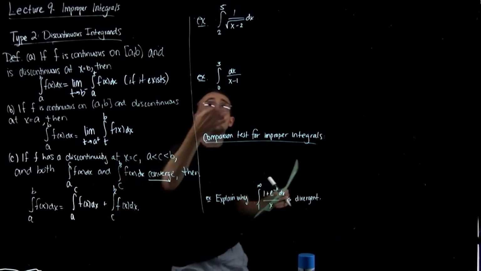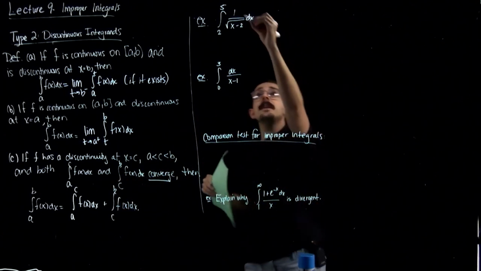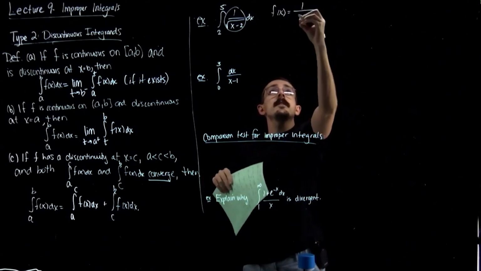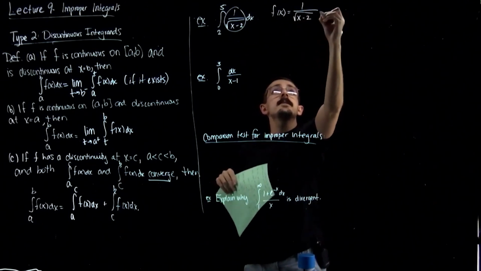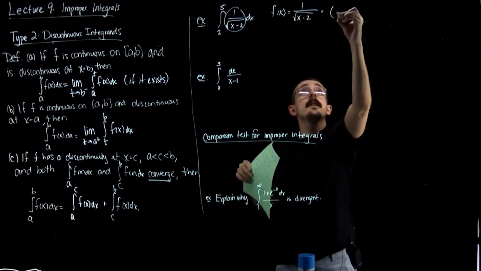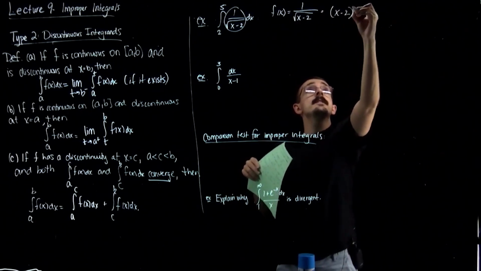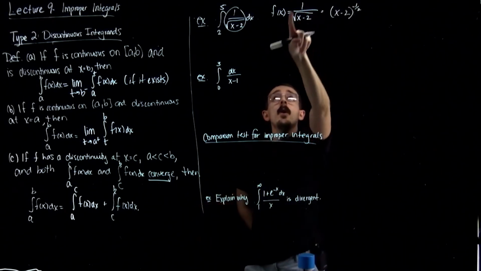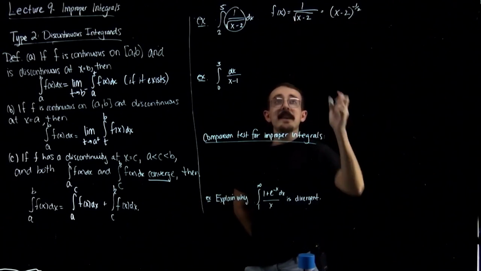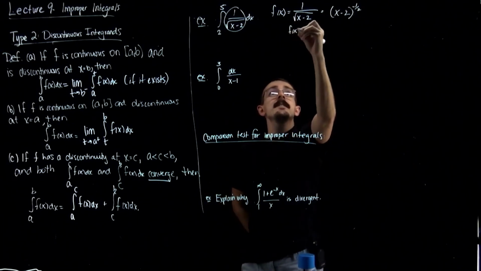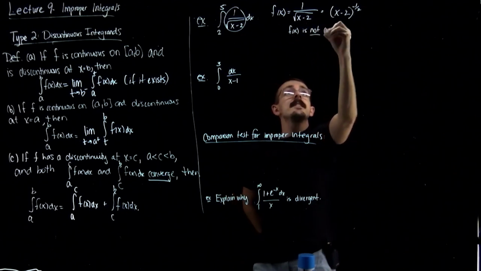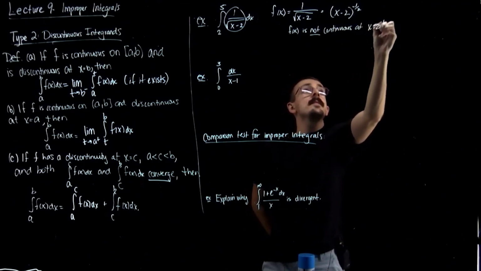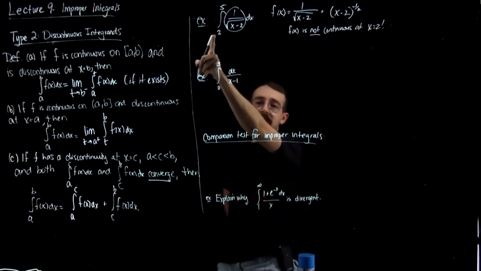OK, let's take a look at some examples. So here we have the function we're integrating. This is f of x equals 1 over the square root of x minus 2. In other words, that's x minus 2 to the negative 1/2 power, if I wanted to rewrite that. But I think it's more helpful to look at this one. There is a particular x value where we are not continuous. So f of x is not continuous at x equals 2. And that's a problem because that's the left endpoint.